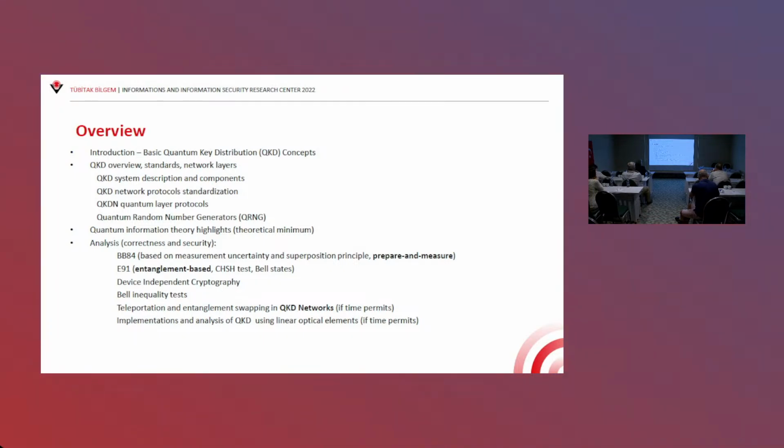This is the part that I'm going to talk about. The next part would include quantum information theory highlights and analysis of correctness and security of these protocols, which would complete the entire picture, but I think we don't have enough time to cover all of these topics.